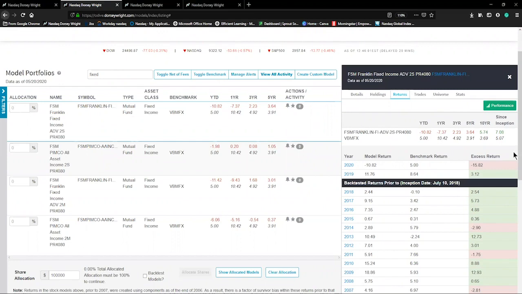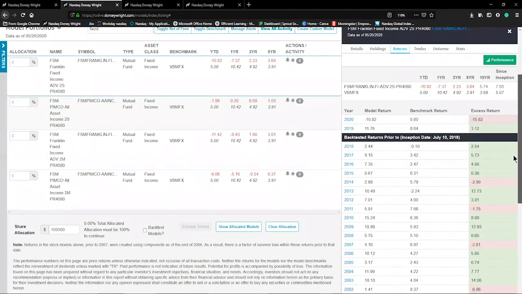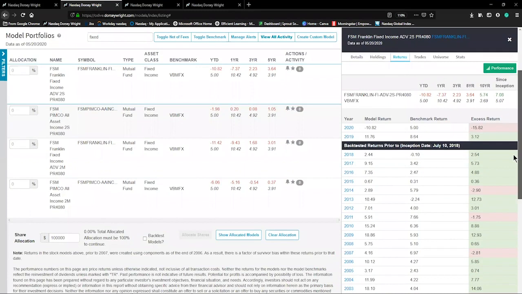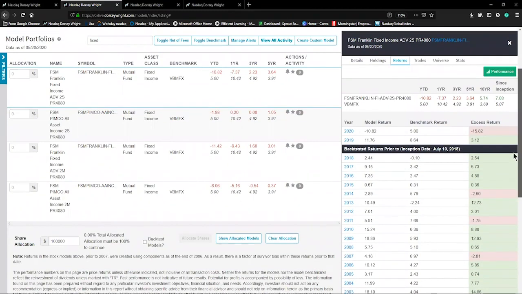And while we can see the model has underperformed its benchmark with the broader volatility that we've seen in some of the fixed income space earlier this year, we can go back and see that typically the excess return is going to be more towards the positive side and benefit the model. As you can see, this model was incepted on July 10th, 2018. And so anything prior to the inception of this particular model would be underneath that black line, but still going to be a similar methodology.